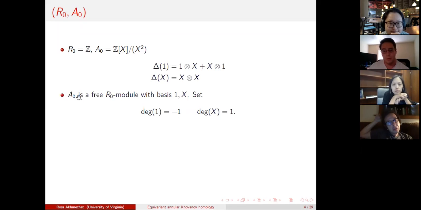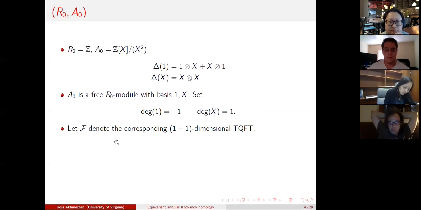I'm going to define the grading by declaring that the degree of 1 is -1, and the degree of X is 1. There are maybe 2 conventions that appear in the literature, and I'm using this one. I'll use this throughout the talk. And I want to stress this is the one that's in the algebra. The ground ring is in degree 0. And when I write deg, I mean the quantum grading, really. So this is the quantum grading.